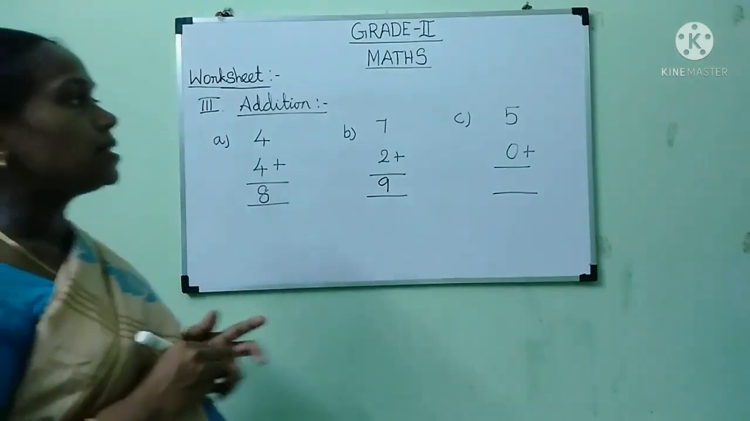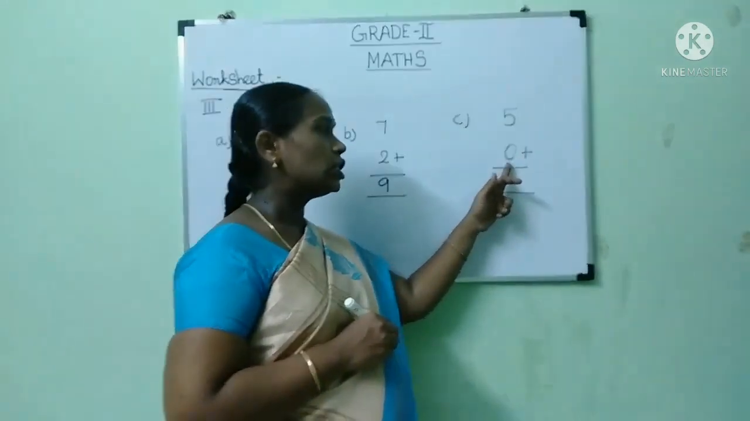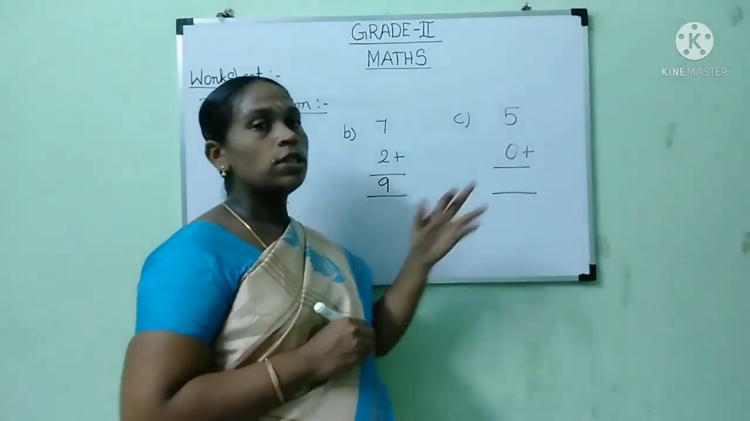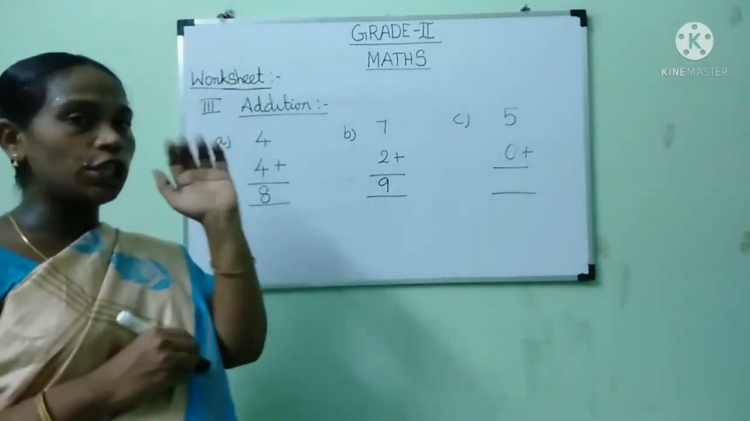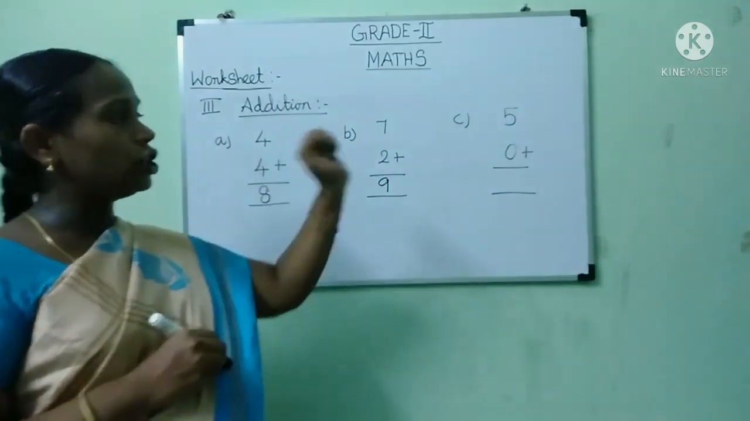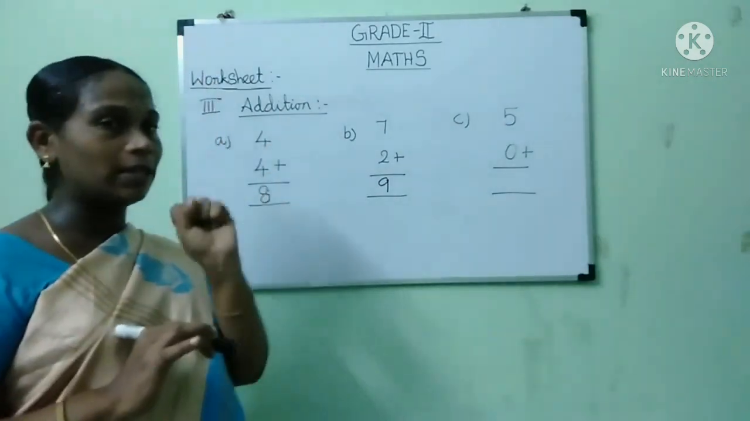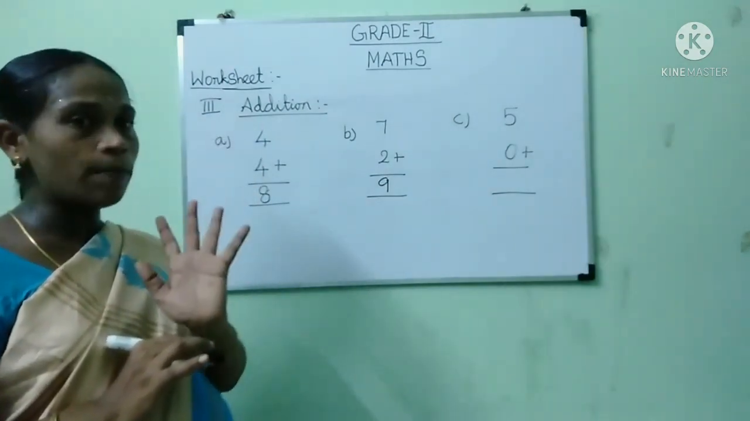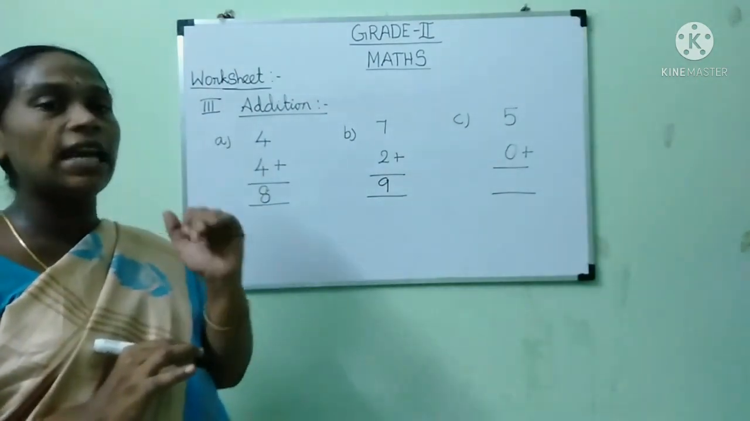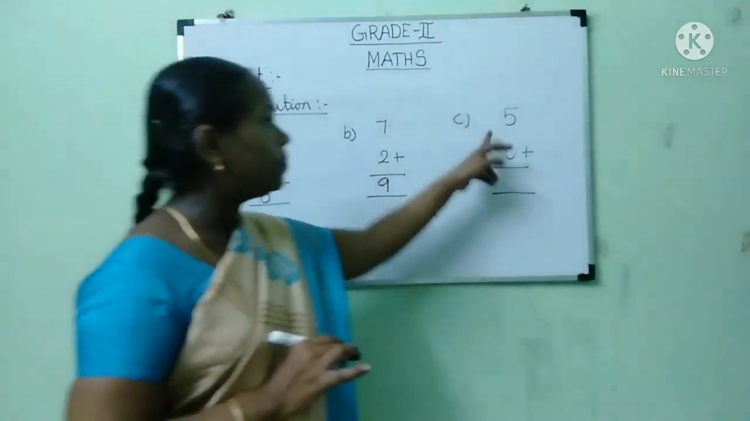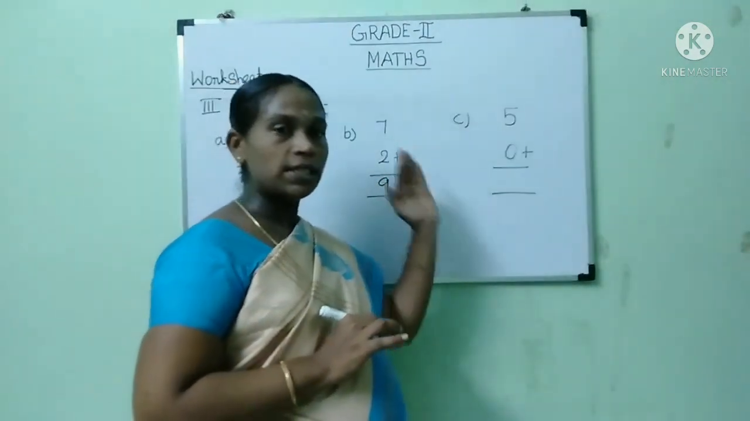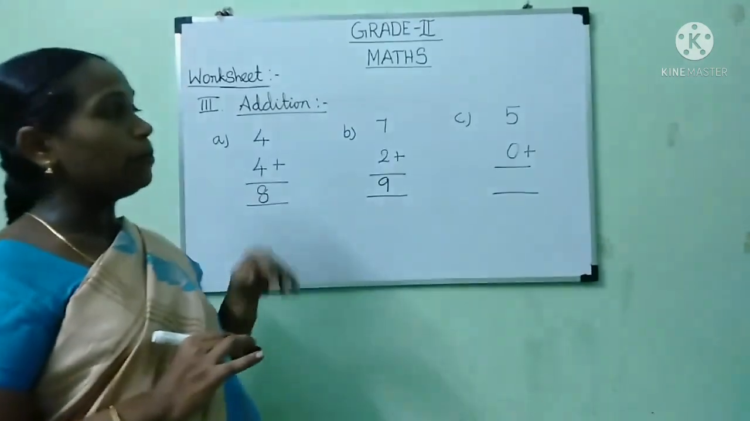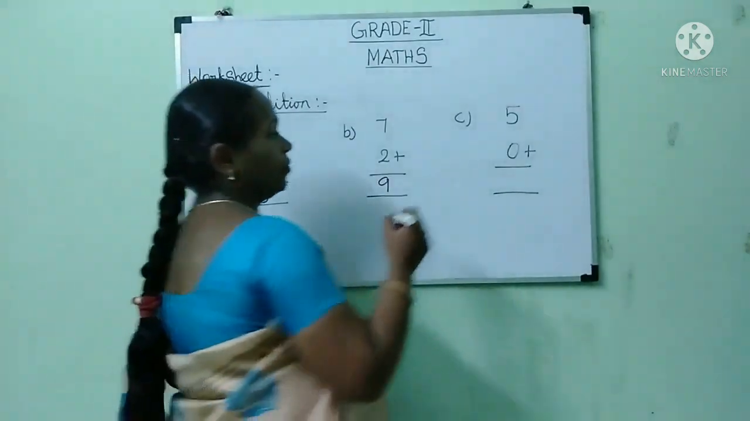Next, third sum, 5 plus 0. What is this? 5 plus 0. So 5 in the mind, 0 in the finger. 0 means nothing. So nothing means 0. 5 plus 0, anything plus 0 will give the same number. So 5 plus 0 means 5. 4 plus 0 means 4. 3 plus 0 means 3. So 5 plus 0 means 5.